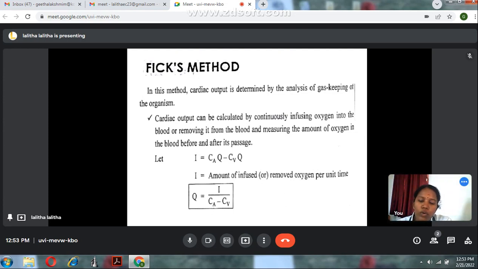So we need Q, the cardiac output. Q is equal to I divided by CA minus CV. This is the formula for cardiac output measurement by using the Fick method. So we calculate the cardiac output by the analysis of gas exchange of the organism. The formula is I is equal to CAQ minus CVQ. Here Q is the common value, so we get I is equal to CA minus CV into Q. We only need Q, that is cardiac output. So cardiac output Q is equal to I divided by CA minus CV. This is the necessary cardiac output measurement formula.